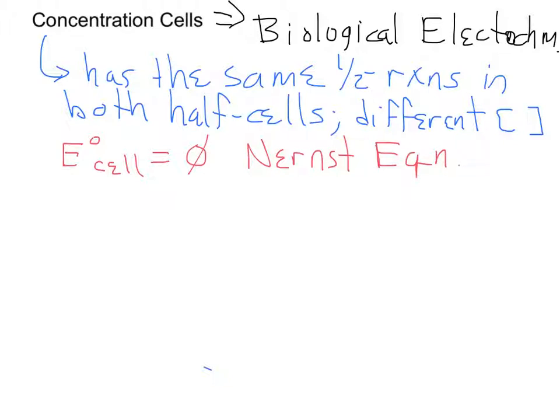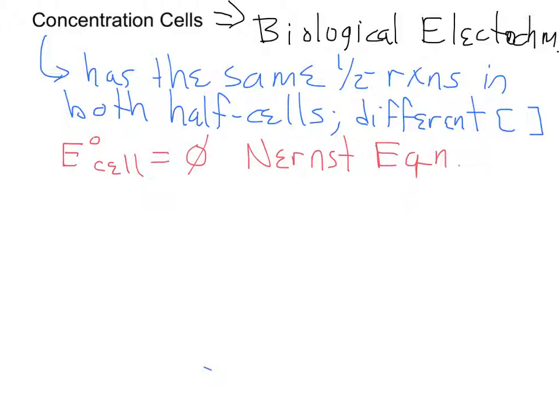Now biologically, where you see a concentration cell come into play goes back to the idea of electrolytes in your system. So what kinds of things are pumped into and out of cells? You're going to have ions. You've probably learned about the ion channels in your cells. You have sodium, you have potassium, you have calcium, for example. Those ions have charges.